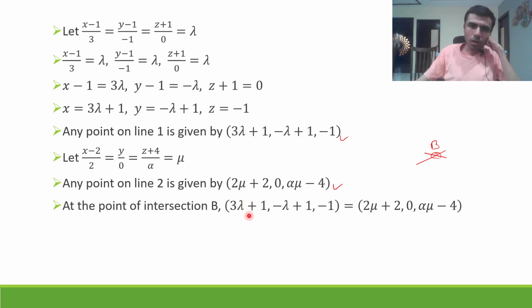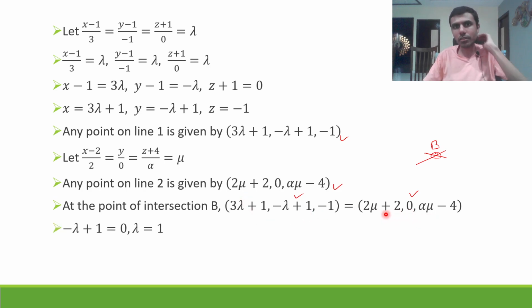So what to do and where to get started? What's the easiest one? 3 lambda plus 1 is equal to 2 mu plus 2, that is there. What is the next one that I have? Minus lambda plus 1 is equal to 0. I think this is good, right? I can directly get lambda from this. So first do this. Comparing the y coordinates, minus lambda plus 1 is 0, lambda is 1.